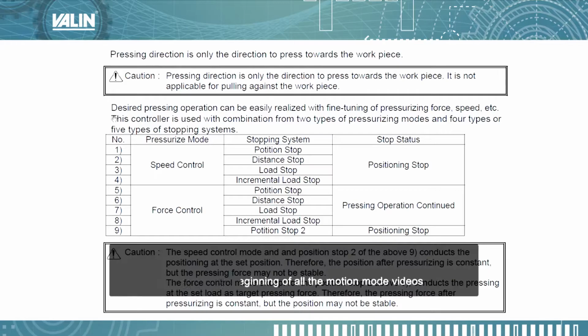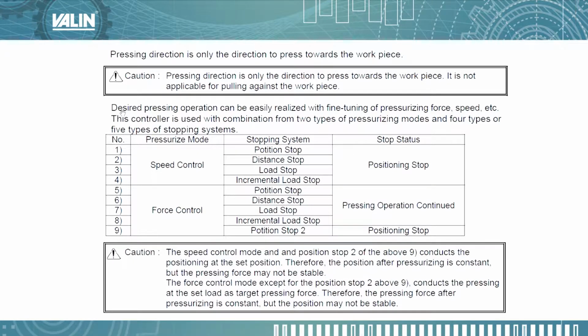I want to talk about the different servo press motion modes. There's a table right out of the manual that I'm showing here, and you can see there are 9 modes. There are 4 speed control and 5 force control. And inside each speed control, there's position stop, distance stop, load stop, and incremental stop.